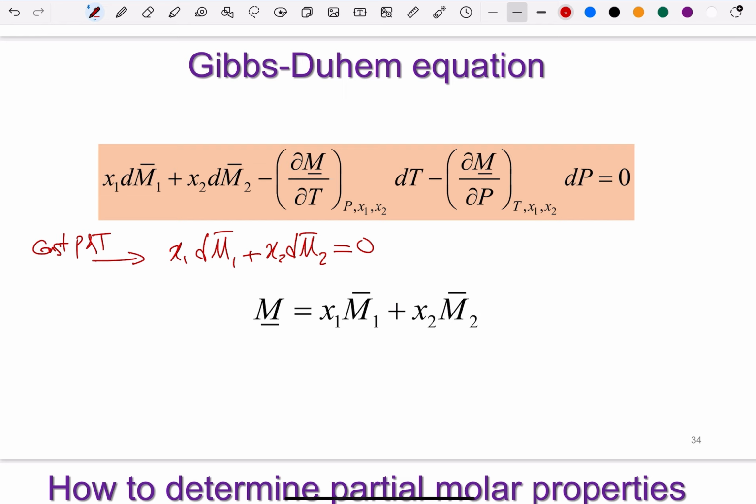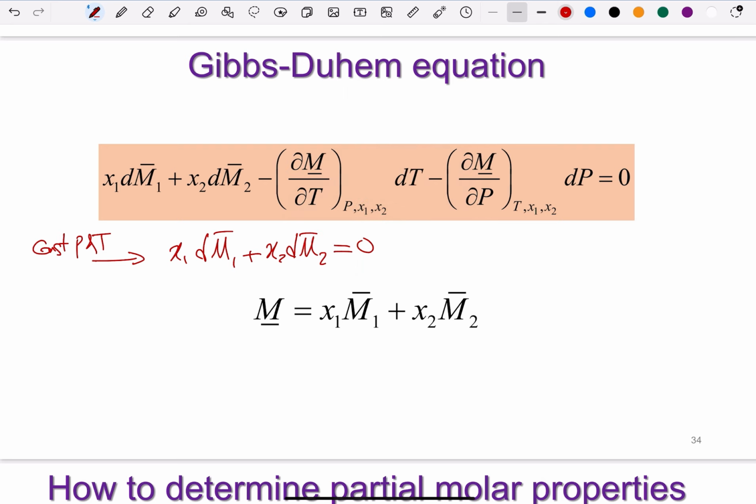So this equation gives you the relationship between the partial molar properties M1 and M2. And I don't need to know anything about the molar property. Just mole fraction and M1 and M2. The second equation gives the information about the molar property of the mixture: M equals x1 M1 plus x2 M2. Okay, so these are the two main conclusions of this partial molar property.